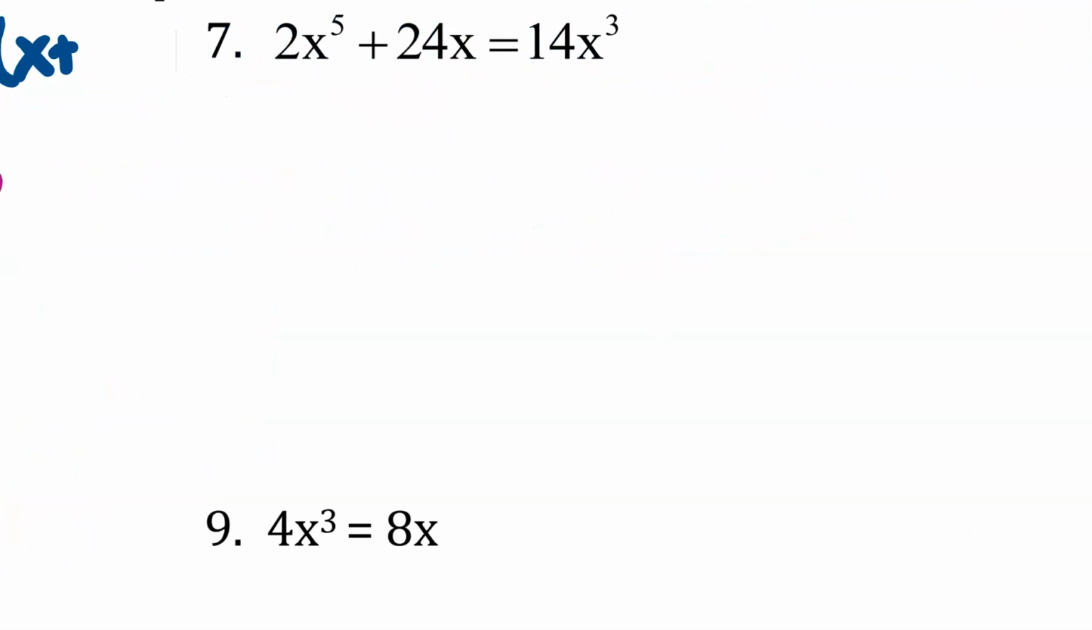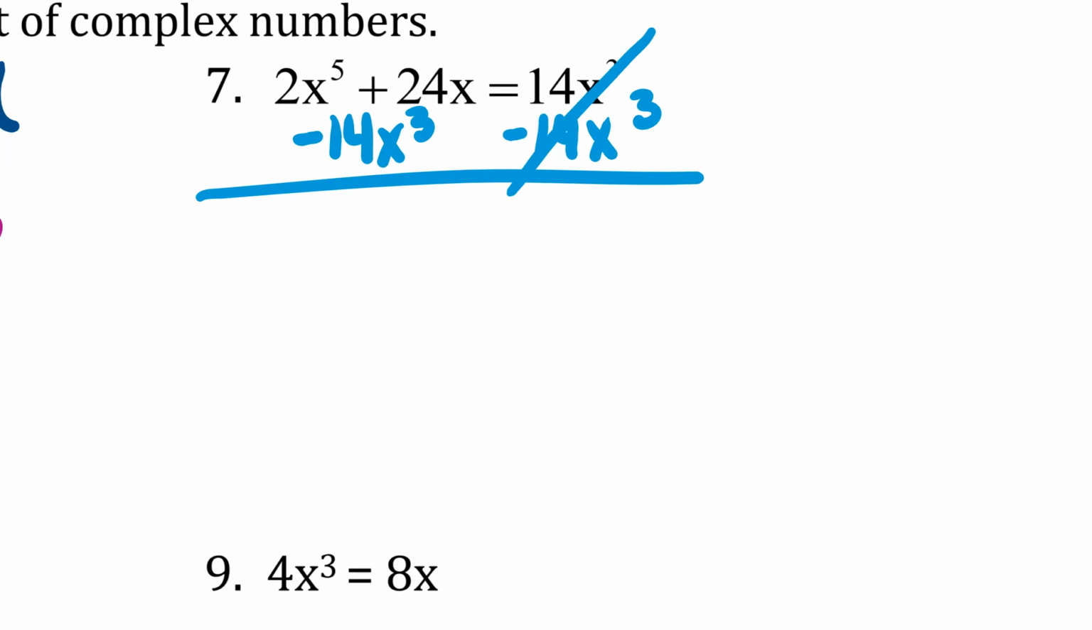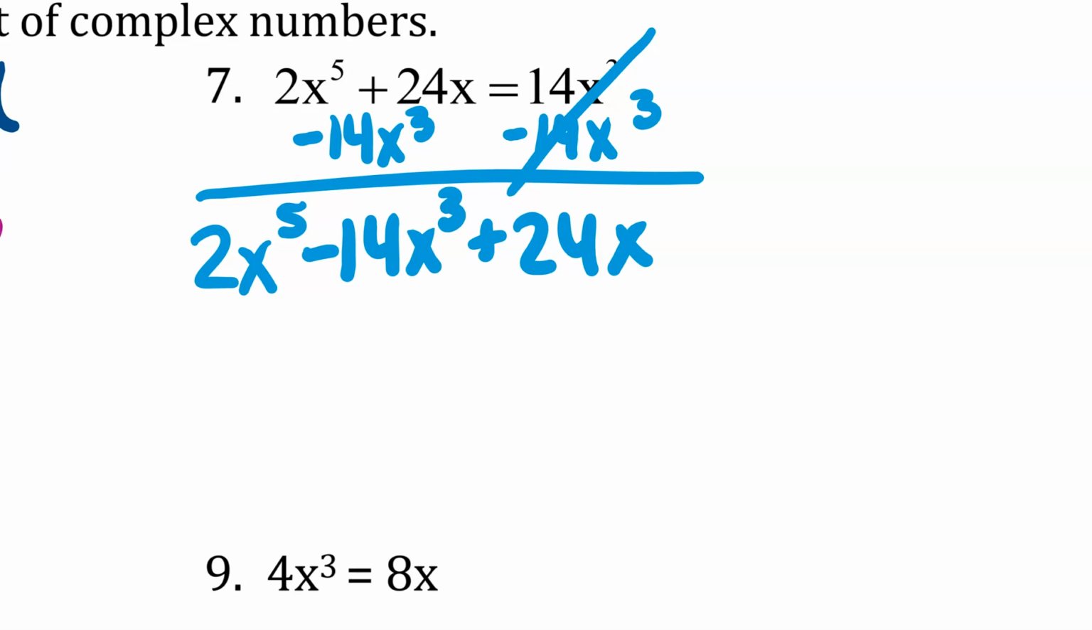All right, number 7. Same thing on number 7. This time I actually do have to use u substitution though. Or actually, no, I don't. But I do need to make my own 0, so I do need to do minus 14x cubed, minus 14x cubed. So I have 2x to the 5th minus 14x cubed plus 24x equals 0.